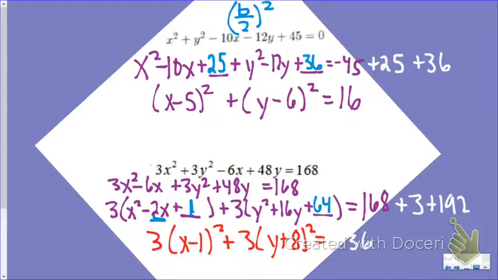And then the last thing I need to do to make this look like my standard form is I got to go ahead and divide everything by 3. Okay, so let's divide everything by 3. That gives me x minus 1 squared plus y plus 8 squared, and that's going to equal 121. So again, now it'd be easy to graph this circle. The center would be 1, negative 8, and my radius would be 11.